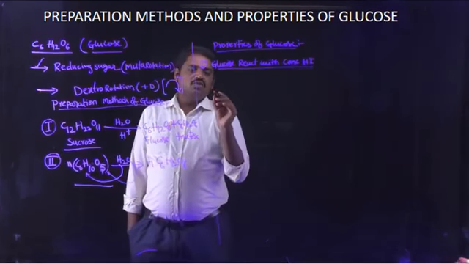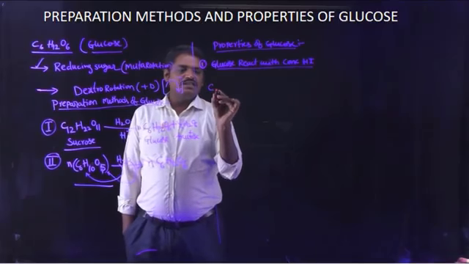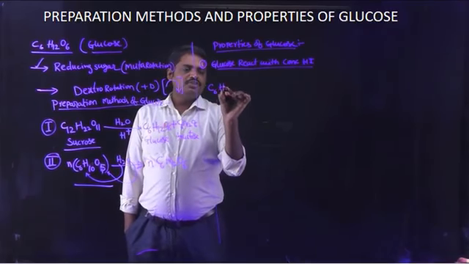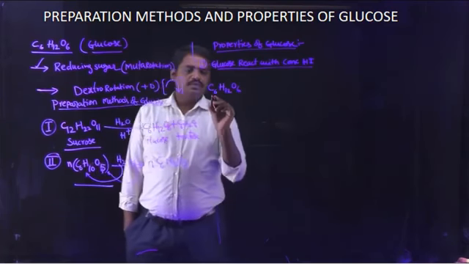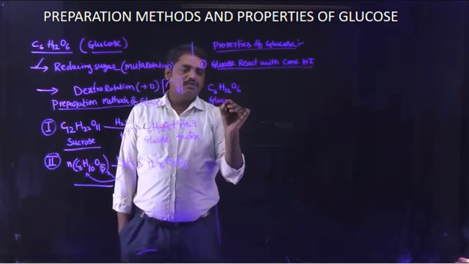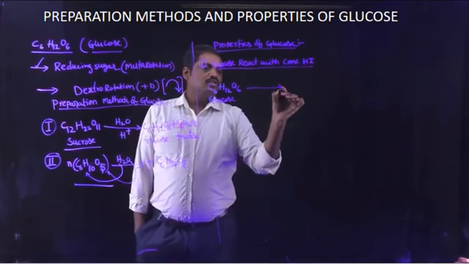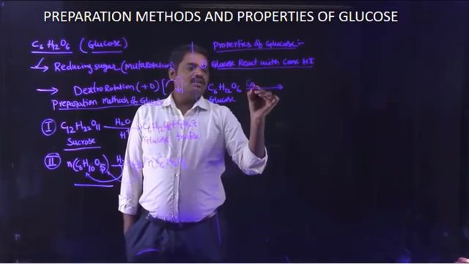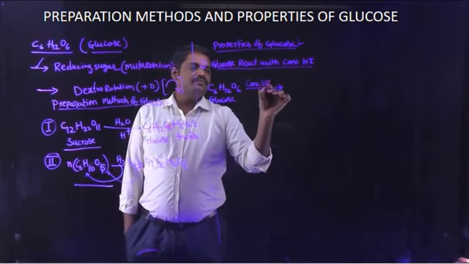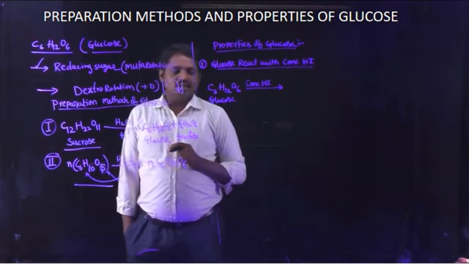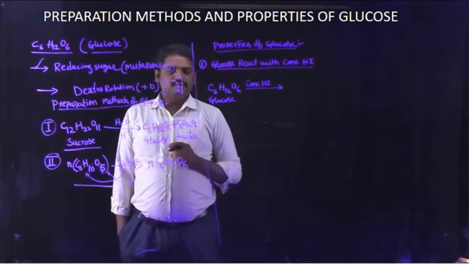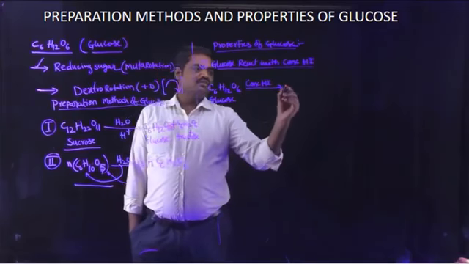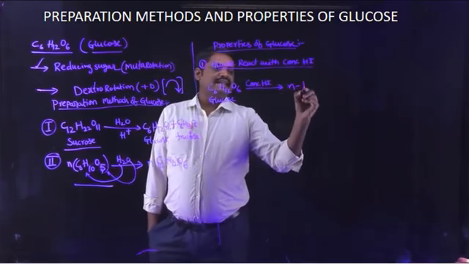Students, the chemical formula of glucose is C6H12O6. Glucose reacts with concentrated hydrogen iodide and is converted to n-hexane.